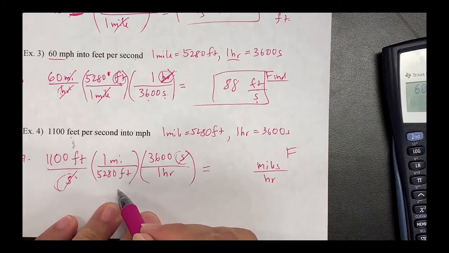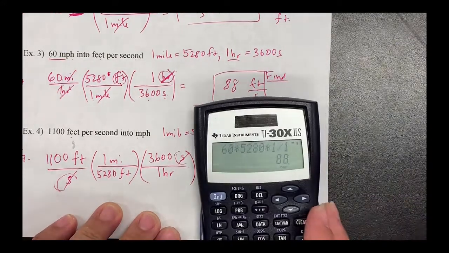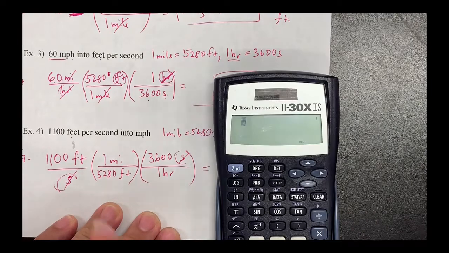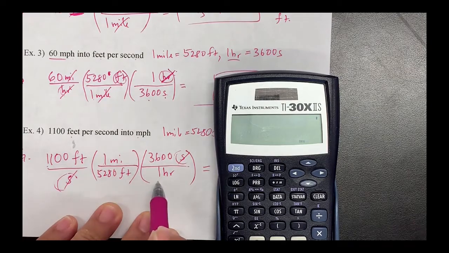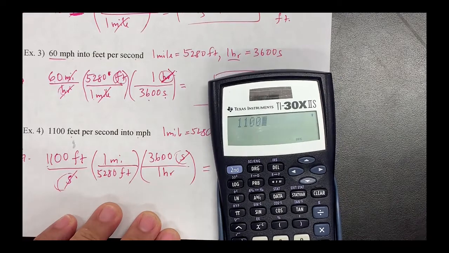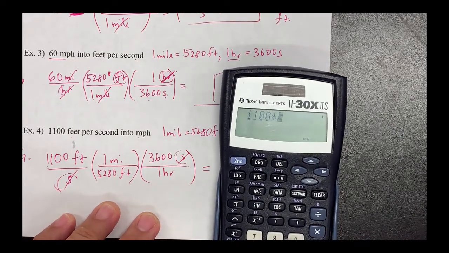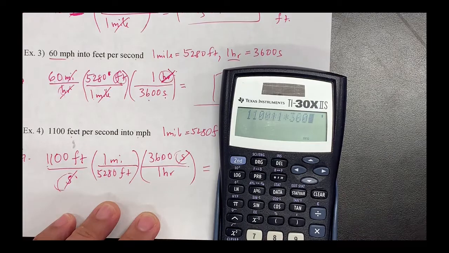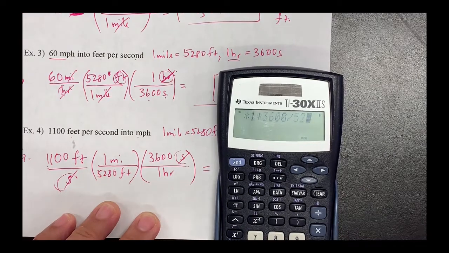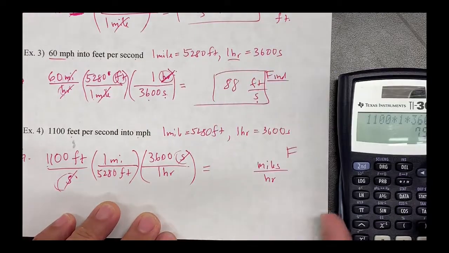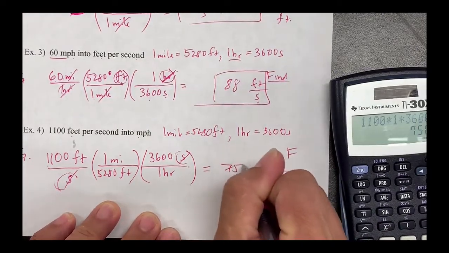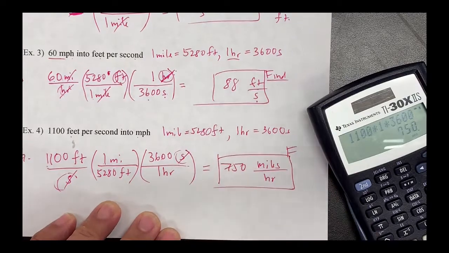And then when I do all this, again, I pull out my calculator. And again, this 1100 times 1 times 3600 divided by 5280 divided by 1. All of that equals 750 miles per hour.